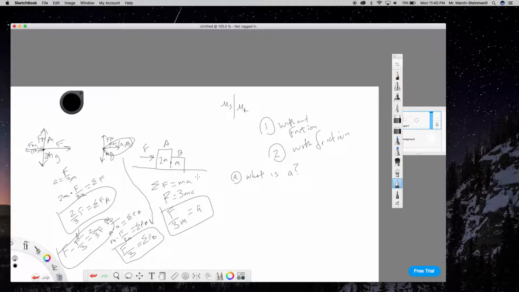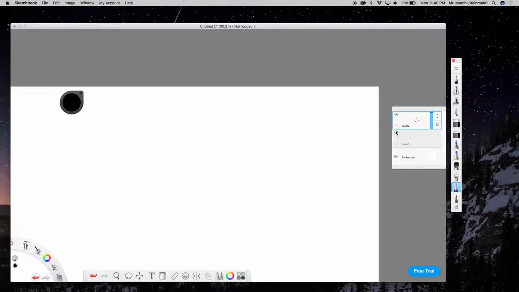Okay, let's see an example with friction. So I'll make a new layer here. Let's see a different situation. This time we still have F applied, but we also have those coefficients of friction. So we have a couple situations. This is situation 2 with friction. And to start out, I'll say, what is the maximum value of F that keeps these in place?